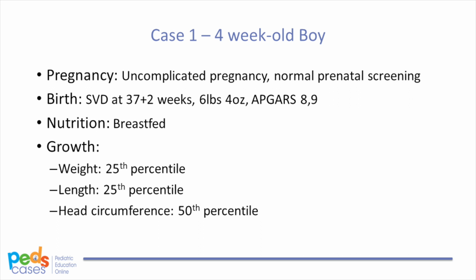Let's begin with a clinical case. You are a third-year medical student on your pediatric rotation, and you are seeing a 4-week-old baby boy in clinic with his mother for a checkup. He was born at 37 plus 2 weeks via spontaneous vaginal delivery and weighed 6 pounds 4 ounces with APGAR scores of 8 and 9 at 1 and 5 minutes respectively. The pregnancy and birth were uncomplicated.